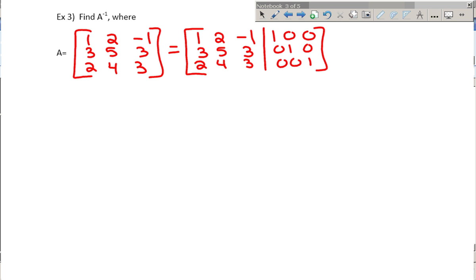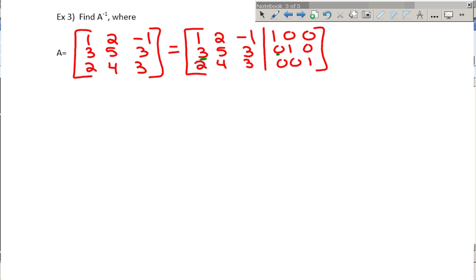So the way we go about finding the inverse matrix is we want to get that left-hand side of the matrix to look exactly like the right-hand side. And we're going to have to use matrix operations to do that. So let's start by trying to turn this 3 into a 0. Okay, that's our first step.